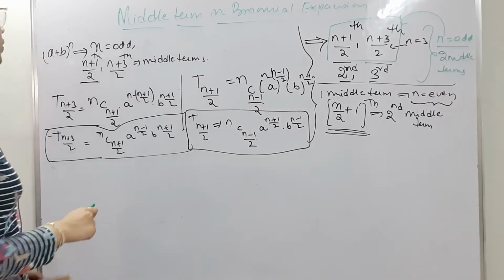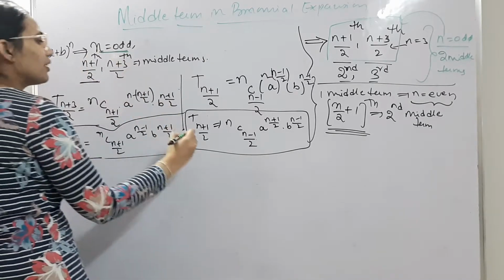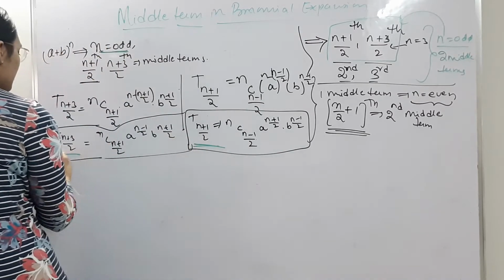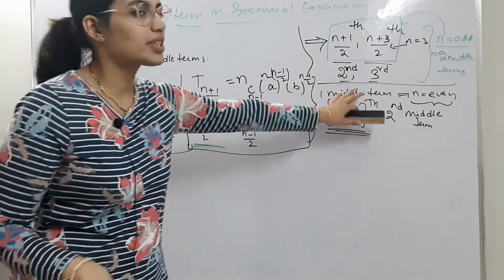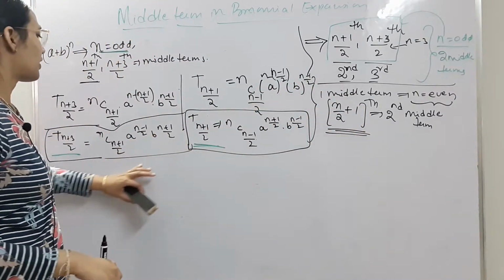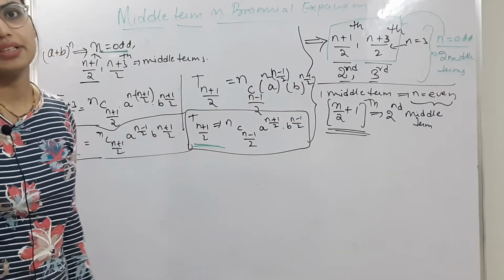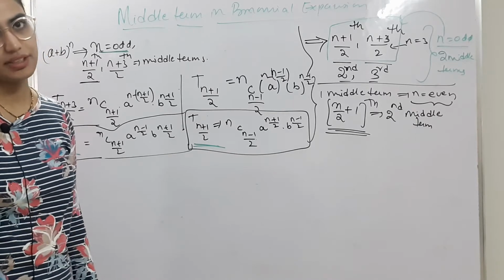Okay. So if n is odd, we have two middle terms, that is T(n+1)/2 and T(n+3)/2. First we'll find the middle terms and then we'll substitute the value of n in order to get exactly the value of the middle term.